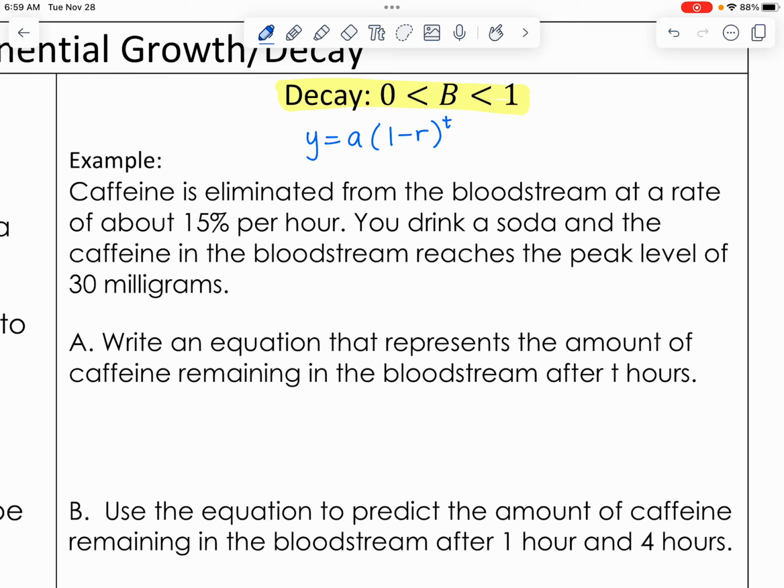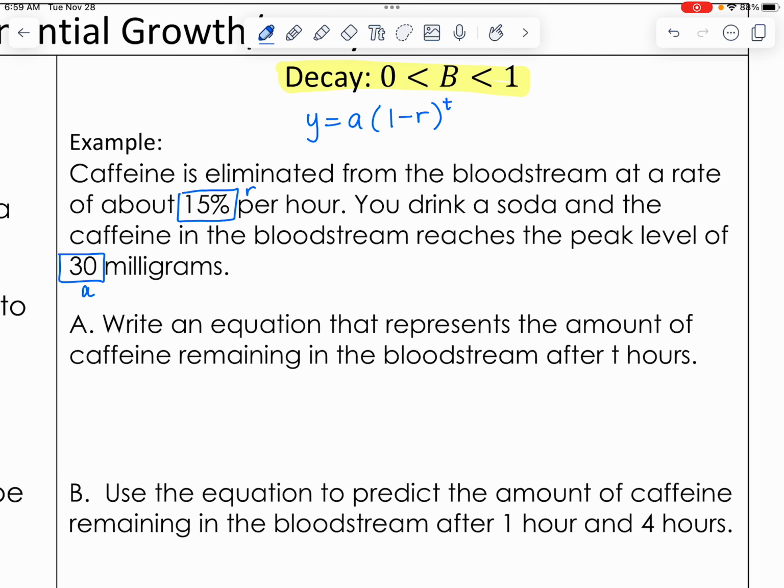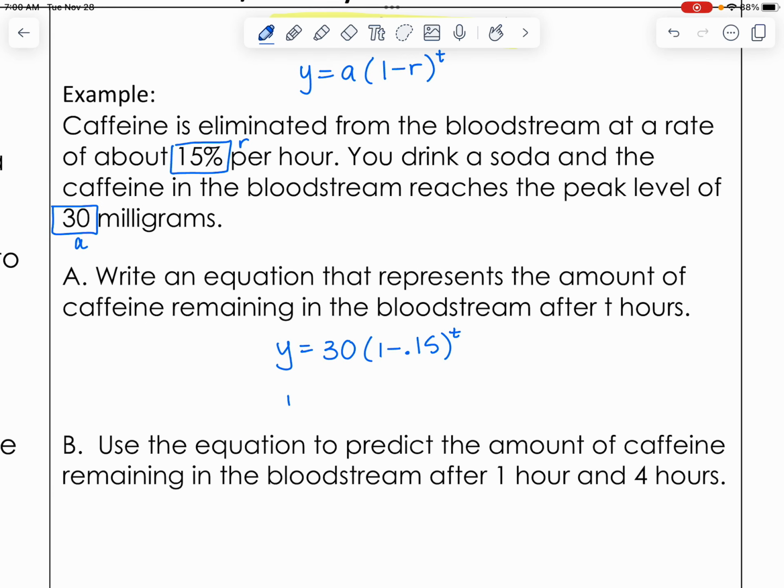So in this example, caffeine is eliminated from the bloodstream at a rate of 15% per hour. This is our rate. You drink a soda and the caffeine in the bloodstream reaches its peak level of 30 milligrams. 30 milligrams, that's our initial value. Write an equation that represents the amount of caffeine remaining in the bloodstream after t hours. So that would be y equals 30 is the initial amount times 1 minus r, which is 0.15, raised to the t power. Now we're going to simplify this. So we get y equals 30 times 0.85 to the t.